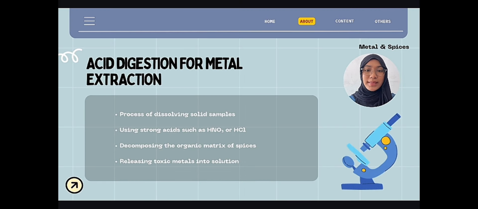Acid digestion for metal extraction. Acid digestion is a very important initial process in metal analysis because most food samples such as spice are in solid form and have complex organic structures. This process aims to destroy the solid sample using strong acids such as nitric acid or hydrochloric acid. This strong acid will decompose organic materials in a spice, such as plant fibers and natural pigments, which can prevent metal detection. Through this process, toxic metals contained in the sample will be completely released into a solution, thus allowing metal analysis to be performed more accurately using subsequent methods.